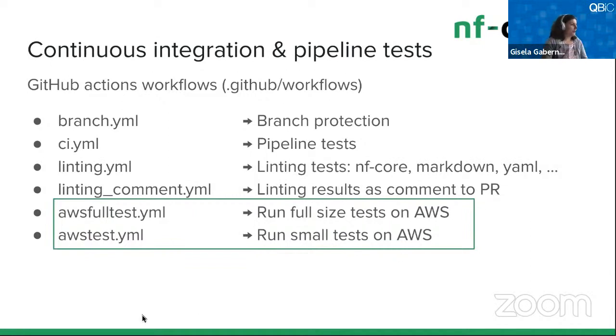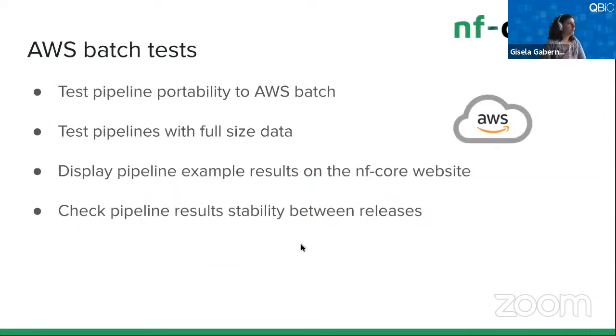But today I'm going to focus on two special GitHub Actions workflows: the AWS full test workflow, which runs the full size test on AWS Batch, and the AWS test workflow, which runs the small test data on AWS. First of all, why did we add those AWS Batch tests as part of all the NF Core pipelines? The first reason, of course, was to test that all the NF Core pipelines can actually be ported to AWS Batch and run there without issues.